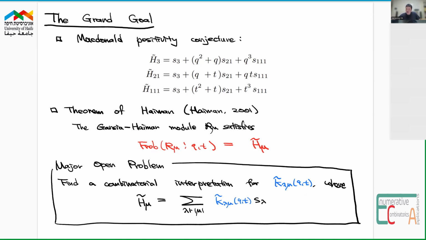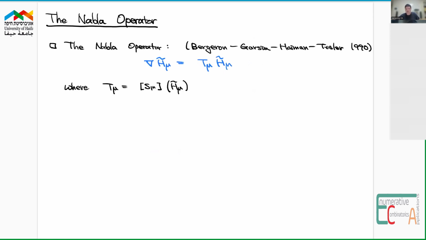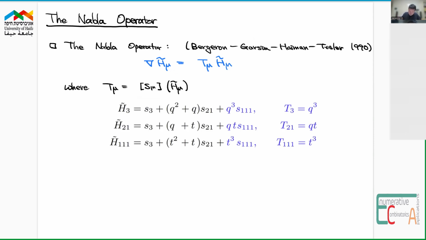And along the way, people studying this Macdonald positivity, or trying to attack this major open problem, noticed that it is very useful to use certain operators that act on symmetric functions. The Nabla operator is one such example. The Nabla operator, defined by Bergeron-Garsia-Haiman-Tesler, is an eigenoperator of the Macdonald polynomials. And the eigenvalue T_mu is the last Schur coefficient of the Macdonald polynomial. So for example, T_3 is q cubed, T_21 is qt, and T_111 is t cubed.